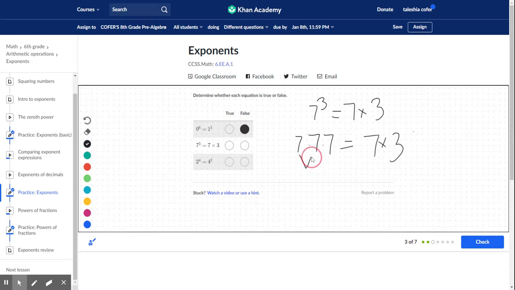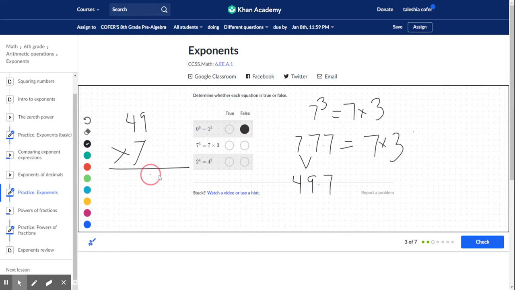When I multiply 7 times 7, I get 49. I still have to multiply by another 7. Let me see what 49 times 7 is. We really don't have to do all of this because we know there's no way we can do 7 times 7 times 7 and get the same thing as 7 times 3. That is not right. But we'll work it out just so that you can see.